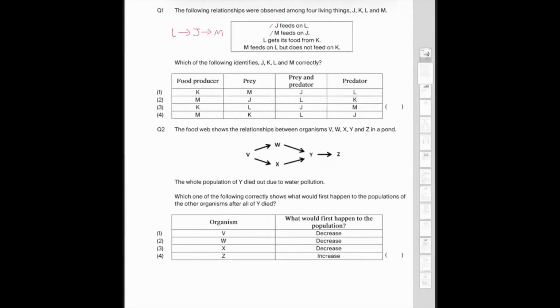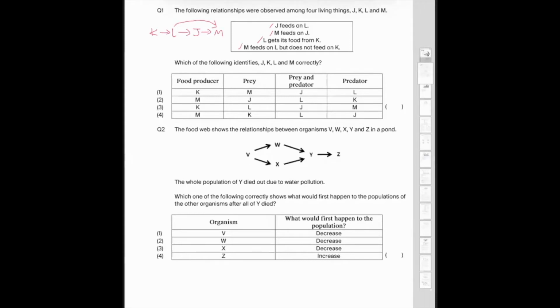So the third one, L gets its food from K, so it starts from K. So K actually goes to L. And M fits on L, but does not fit on K. So it's this way. So with that, you have your complete food web.